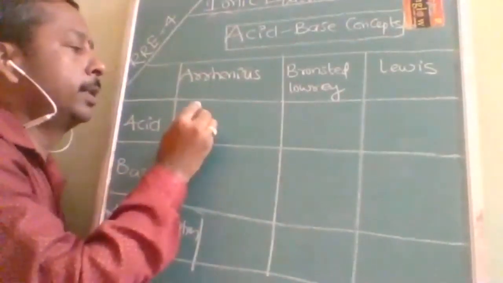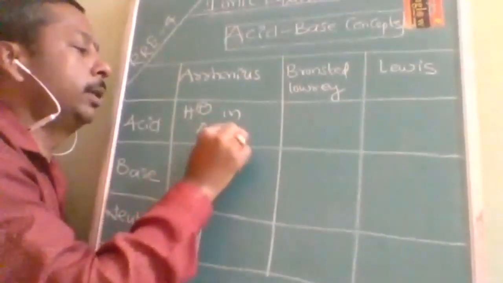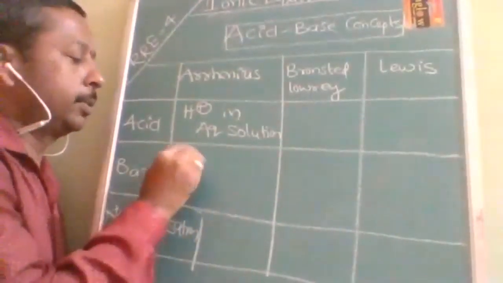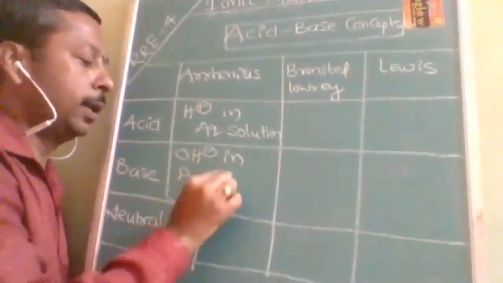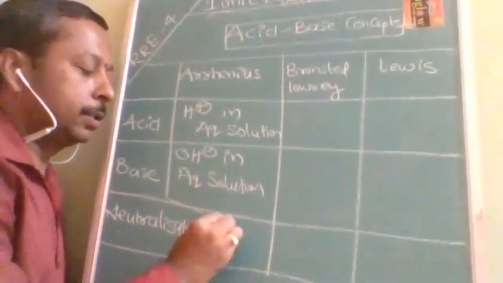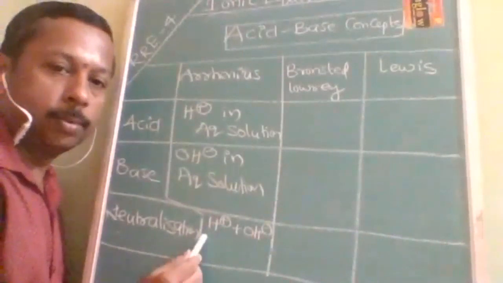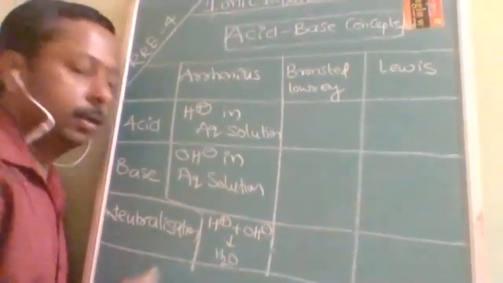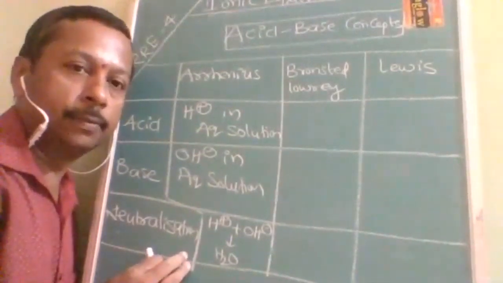According to Arrhenius, the substance which furnishes H+ in aqueous solution is called an acid. The substance which furnishes OH minus in aqueous solution is called a base. And any reaction in which H+ from the acid and OH minus from the base combine together to form water is called neutralization. These are the key points of the Arrhenius concept.